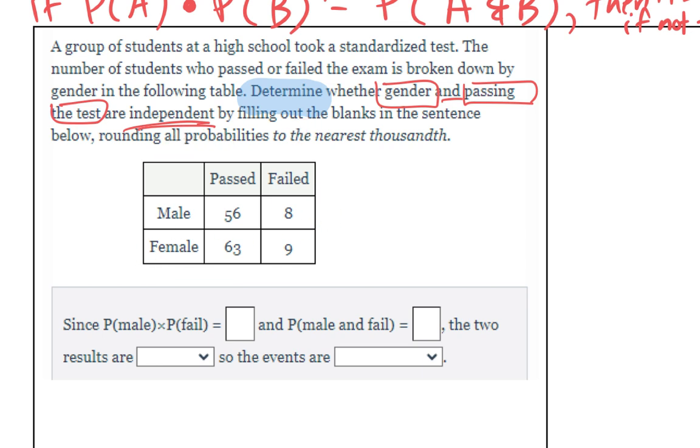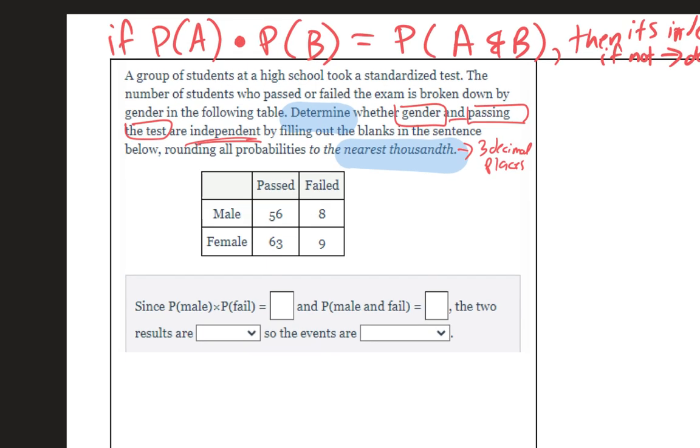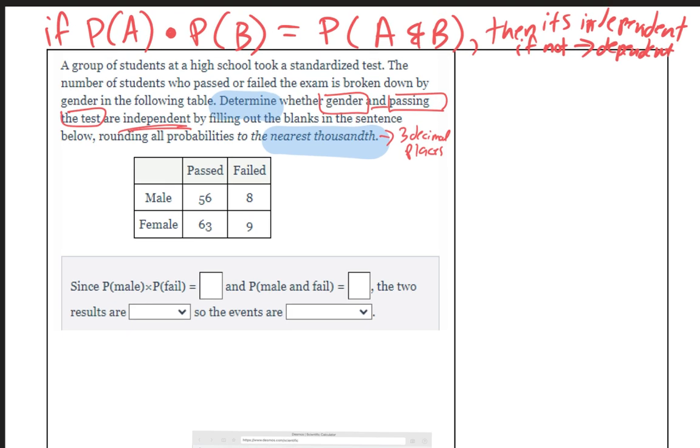Okay, so we're going to use our test right here that we talked about, and we're going to round all probabilities to the nearest thousandth. Okay, so thousandth means 3 decimal places. So we're going to round to the nearest thousandth. That's 3 decimal places. All right, so let's break it down into the steps of what we're going to do.